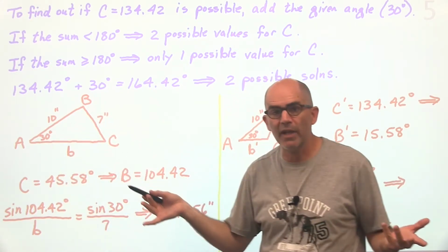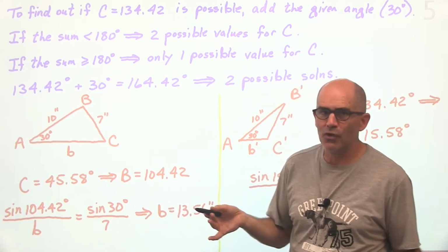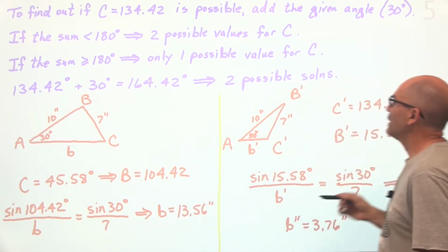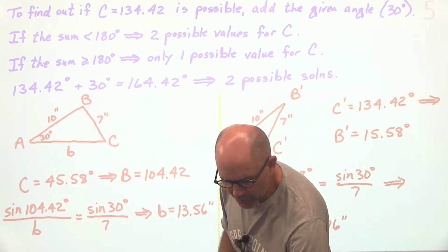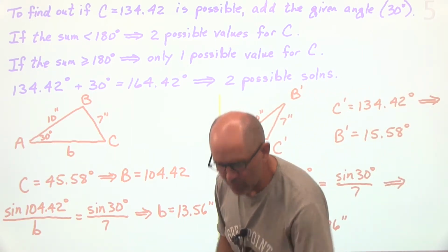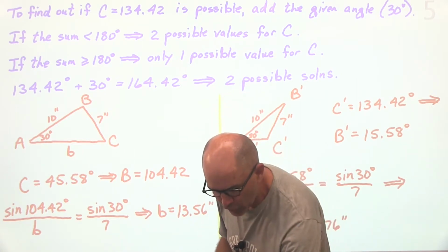Well, that's already too big. So there can't be a second triangle. So that's it.